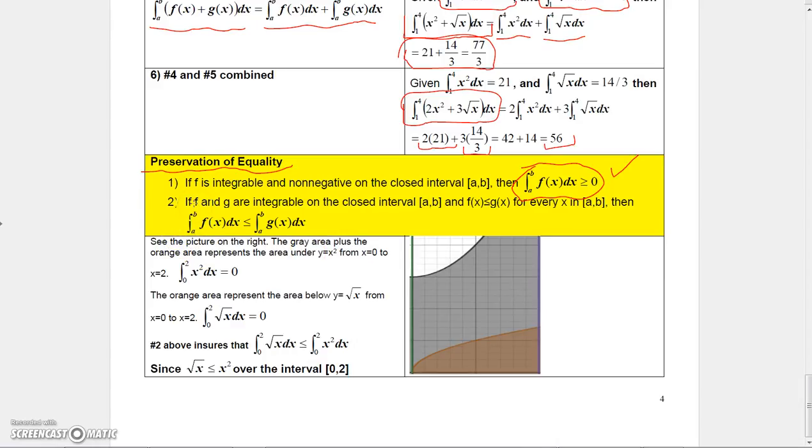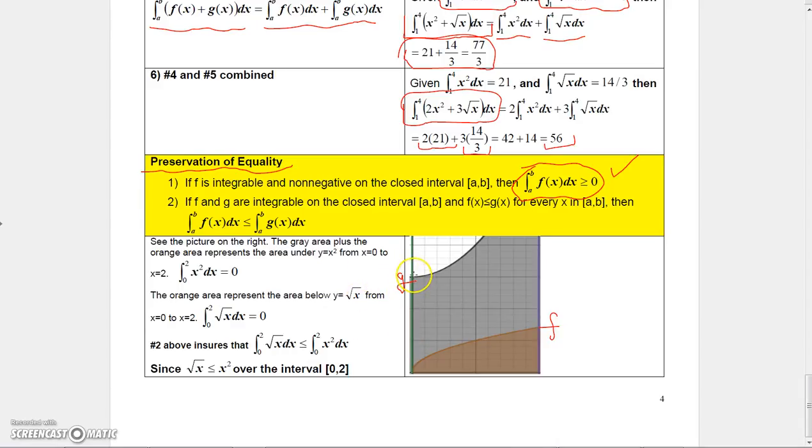Now the second one's a little more complicated. It says if f and g are integrable on the closed interval from a to b, and if f of x is less than or equal to g of x for every value in a to b, then the integral of f of x must be less than or equal to the integral of g of x. Well, if you look here, let's say that this is the g function, and let's say that this is the f function. Actually, what I've got here, and I blew it up for you, this g function is x squared, and the f function is square root of x.